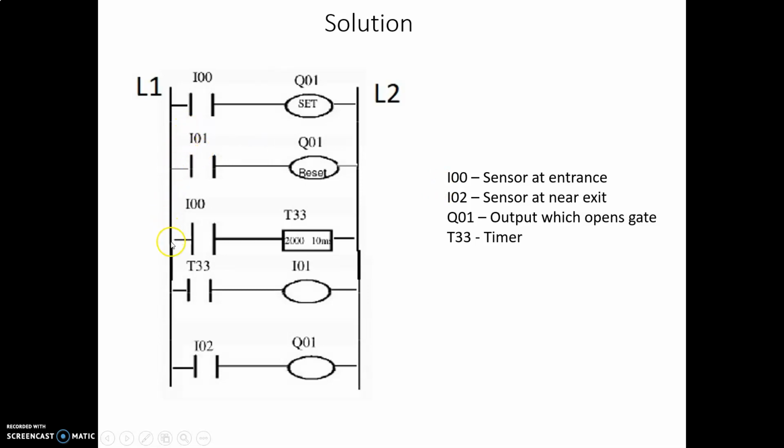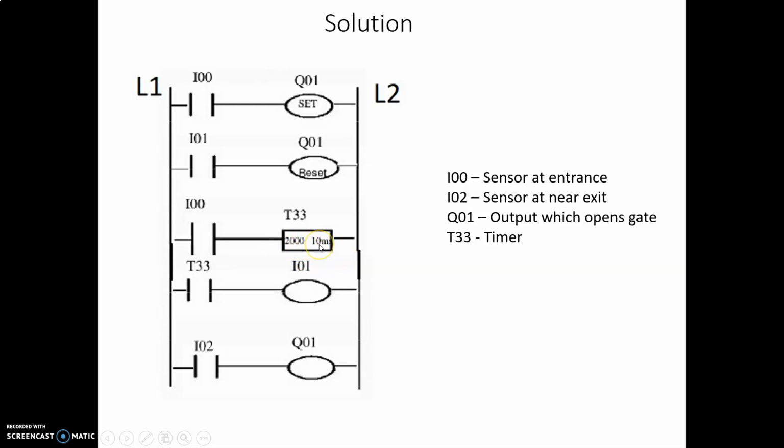Now we are having here again the same input I00 being connected here, right? You can use the input twice, also multiple times, in your ladder diagram. So here we have shown I00, and we have connected this to this timer. And when you describe the timer here, you will have to show this kind of detail.